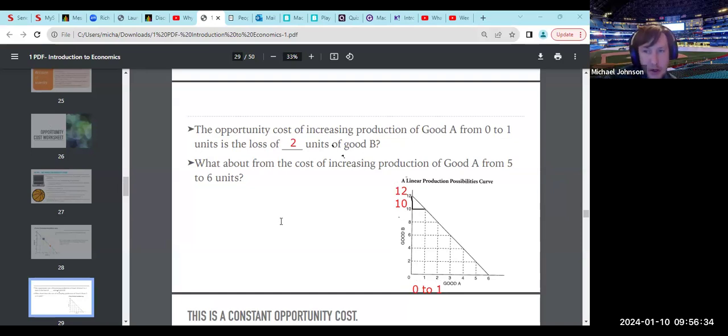So what would be the cost of increasing production of good A from 5 to 6 units? Based on that, if it went from 5 to 6 here, what would happen to good B? Yes, so it goes from 2 to 0.